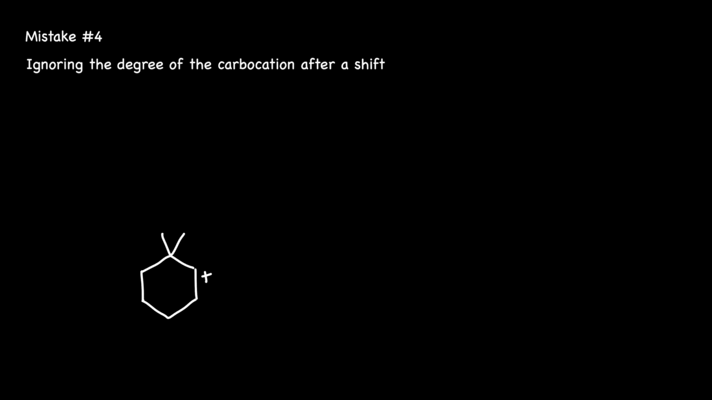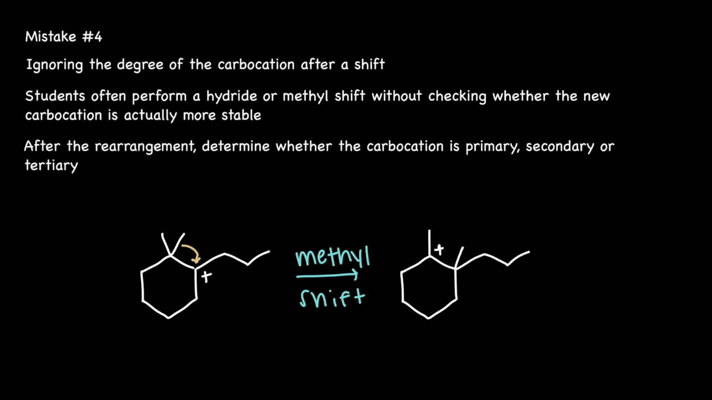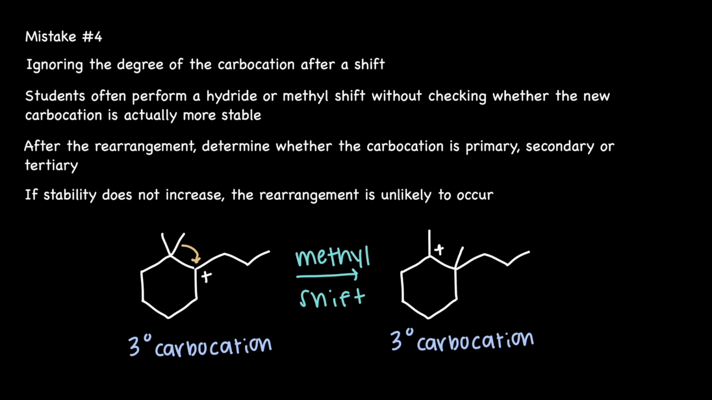Mistake number 4. Ignoring the degree of the carbocation after a shift. Students often perform a hydride or methyl shift without checking whether the new carbocation is actually more stable. After the rearrangement, determine whether the carbocation is primary, secondary, or tertiary. If stability does not increase, the rearrangement is unlikely to occur.